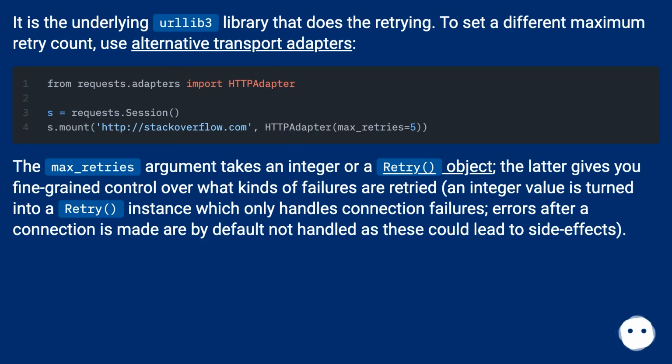The latter gives you fine-grained control over what kinds of failures are retried. An integer value is turned into a Retry instance which only handles connection failures. Errors after a connection is made are by default not handled, as these could lead to side effects.